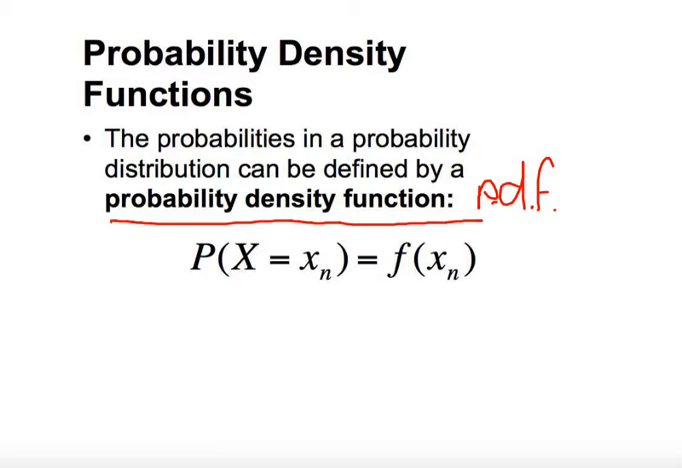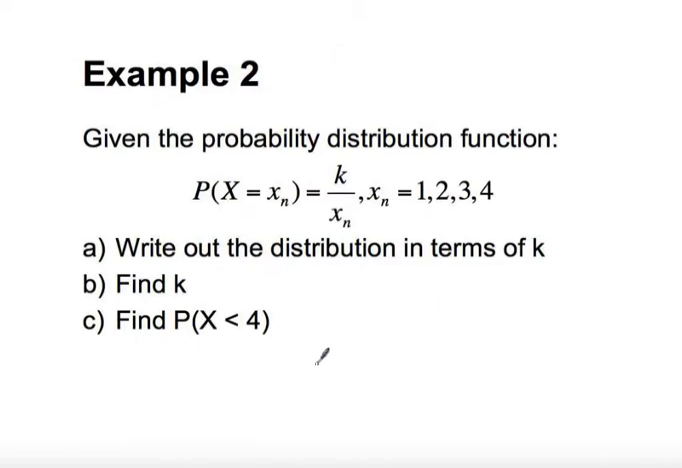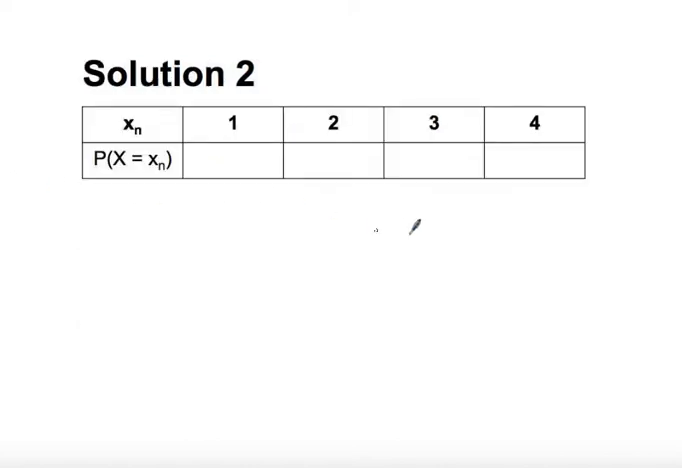Okay, so we're going to have a look at an example which incorporates these ideas. We're given the probability distribution function. It's k over x, and the different x values can be 1, 2, 3 or 4. So we've got three questions here. We want to write out the distribution in terms of k first of all, we want to find k, and we want to find the probability that x is less than 4. These are three typical exam style questions that we're going to encounter. So let's have a look.